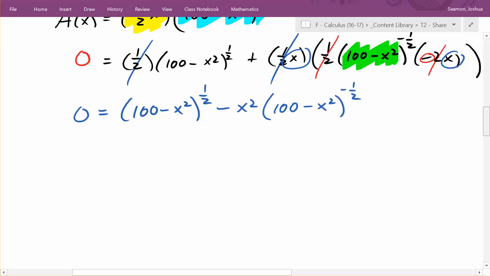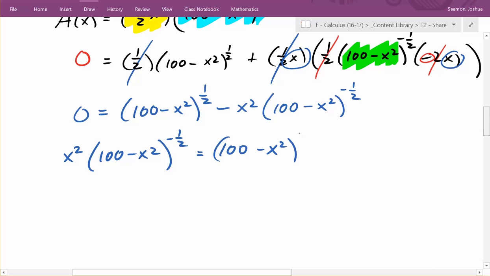Add x squared. Yeah, so get the things on both sides, right? So maybe you end up with x squared, 100 minus x squared, to the, it's still negative, equals 100 minus x squared to the 1/2. Let's do the same work we did before. It's slightly bigger, but we can do the same work.